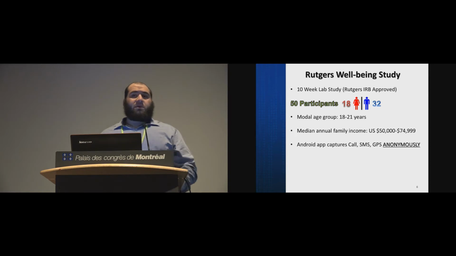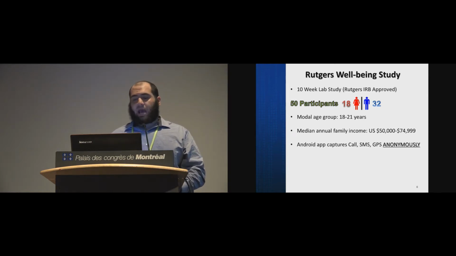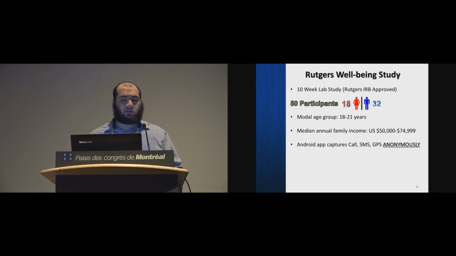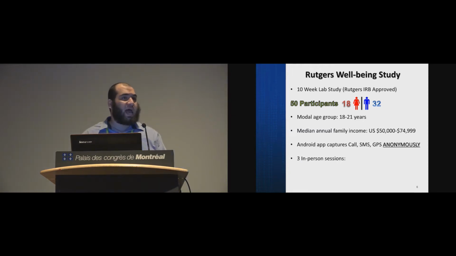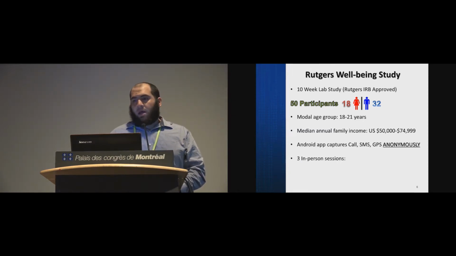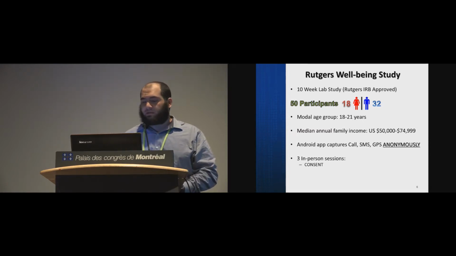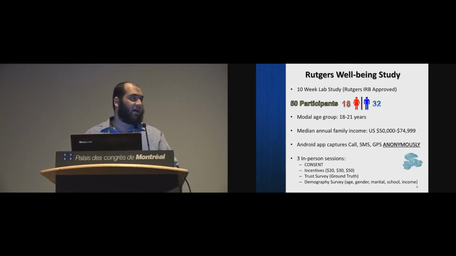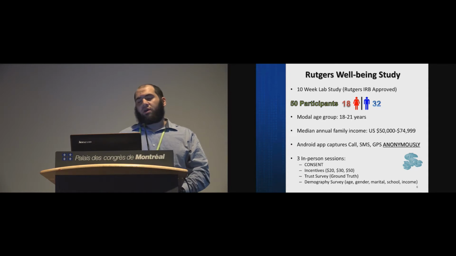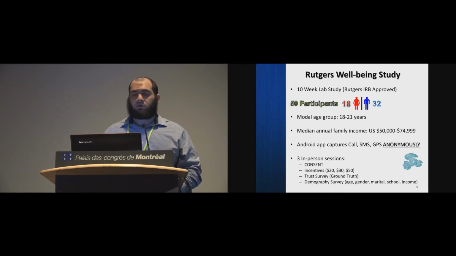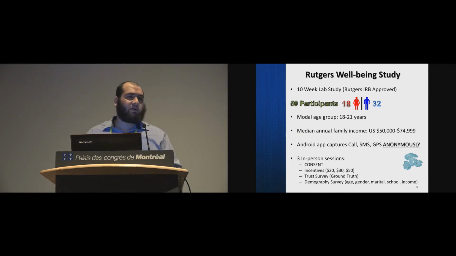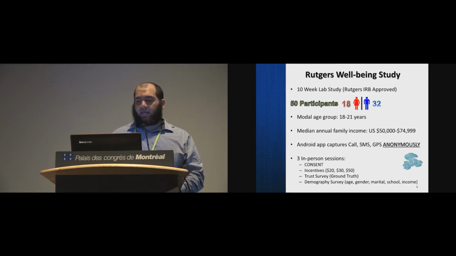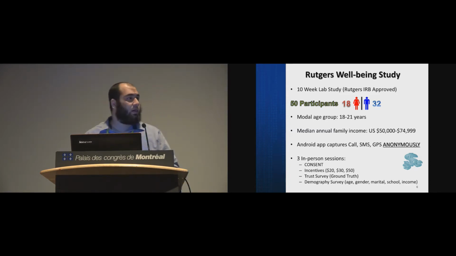We asked our participants to install an Android application that would capture their call logs, SMS logs, and GPS logs, but not the contents, for privacy and ethical considerations. Then we asked them to attend three in-person sessions. In the first one, they signed the consent to voluntarily participate in the study. They received incentives of $20, $30, and $50 US dollars. Then they filled out a trust survey, with more details coming very soon about the survey and the scale. And then we asked them about their demographic information, specifically age, gender, marital status, school, and income.